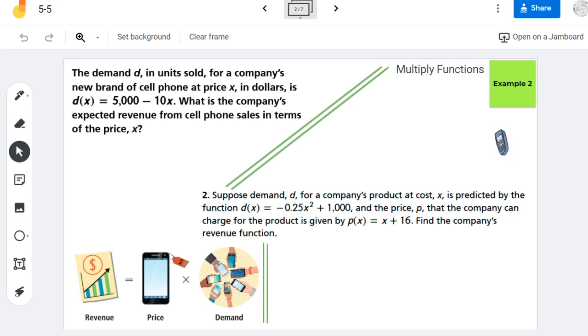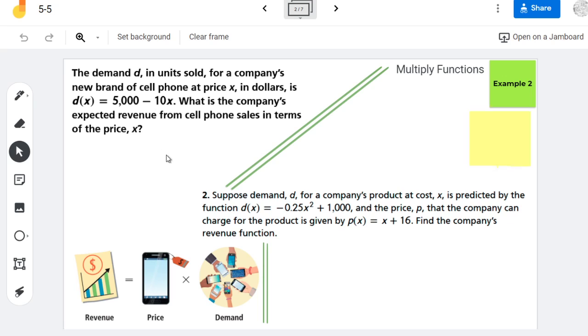Now, if you've been working with Savvas for a little while, you have probably already learned how to multiply functions. You know, it's a type of distributive property. But what we're doing here is learning a new notation that you didn't see when we learned this with polynomials. So let's take a look at this problem.